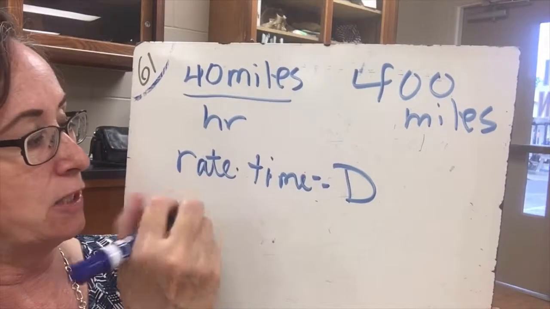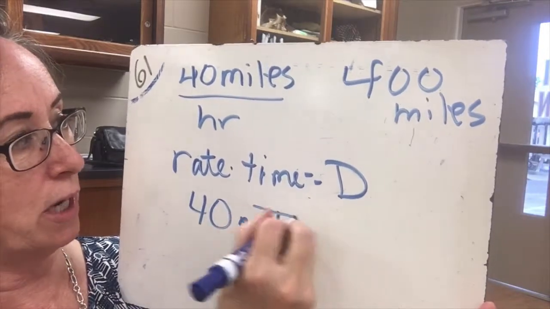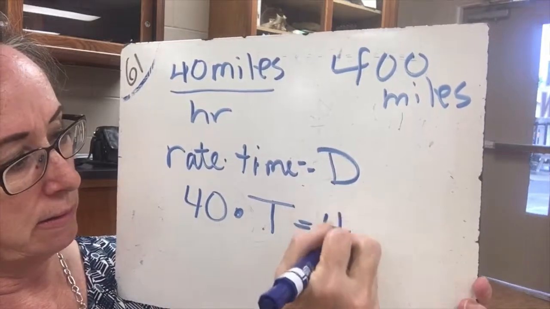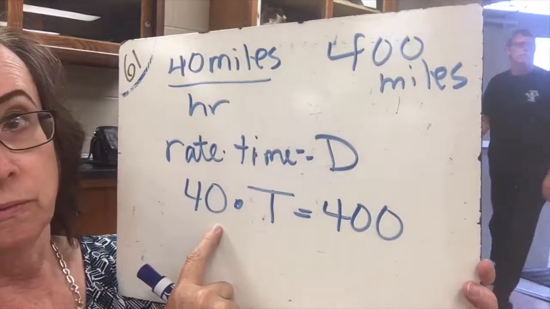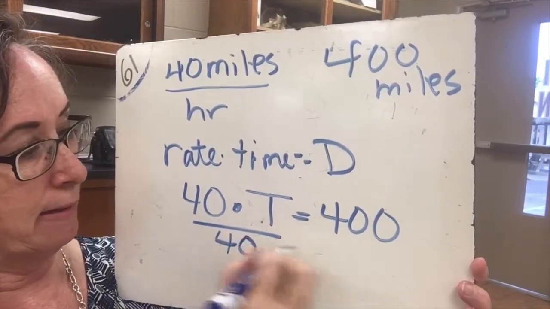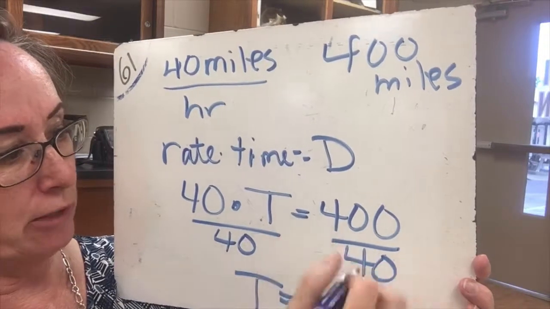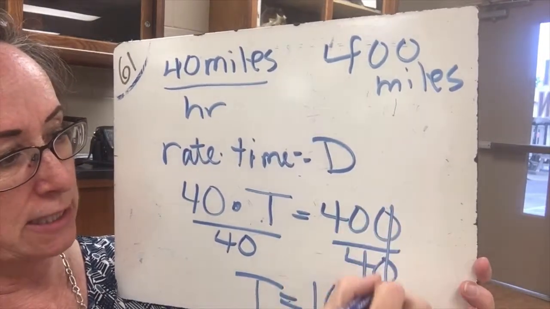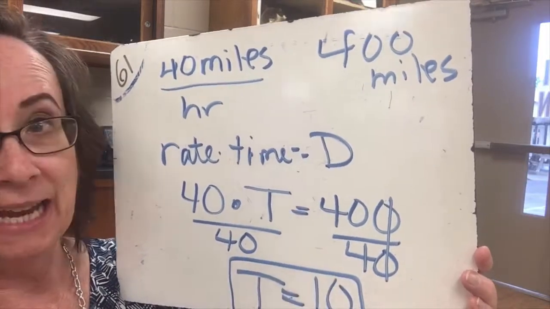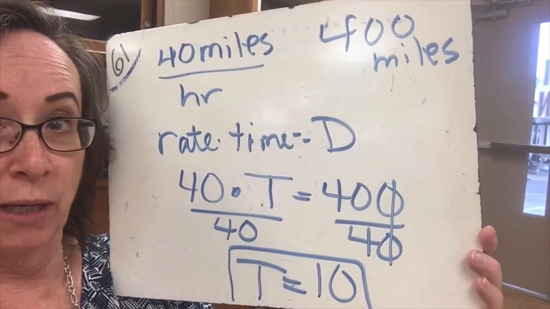Okay, our rate is 40 times the time, which we don't know, and the distance is 400 miles. So if I need to get t by itself, don't I divide both sides by 40? And I get t is 400 divided by 40, which is just 10, isn't it? 40 divided by 4 is 10. So it's going to take 10 hours to make the 400 miles at the 40 miles per hour.